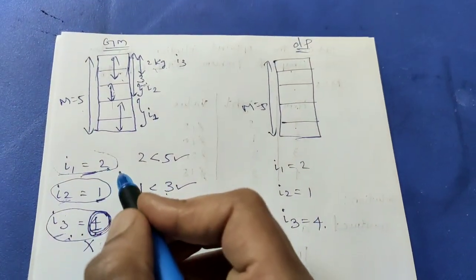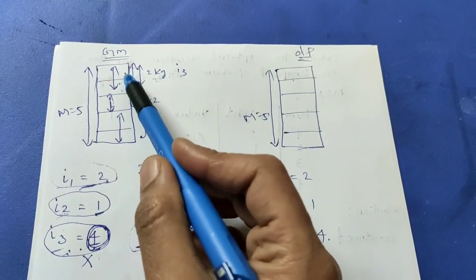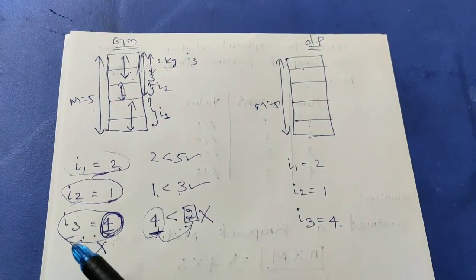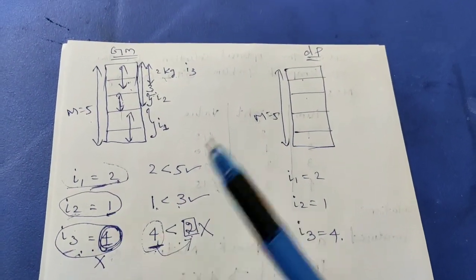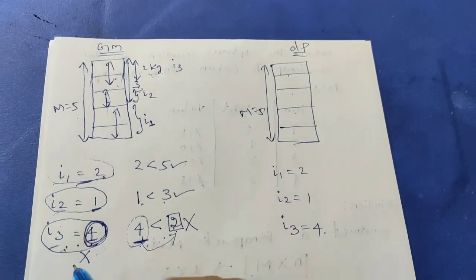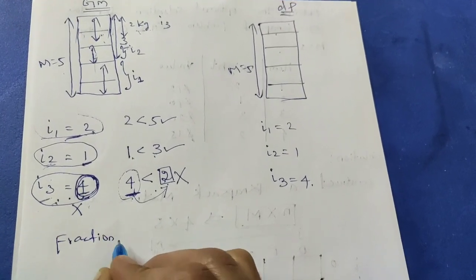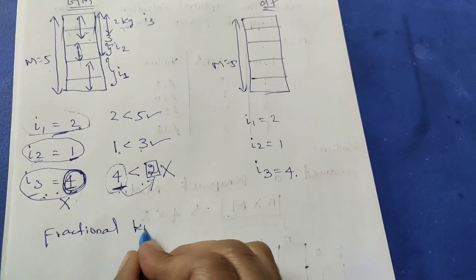So this is the greedy method knapsack. Based on the remaining capacity, I will find out how much fraction of the item I can include into the knapsack. That much I will include. That is why it is named as a fractional knapsack.